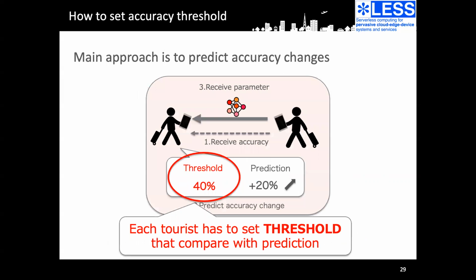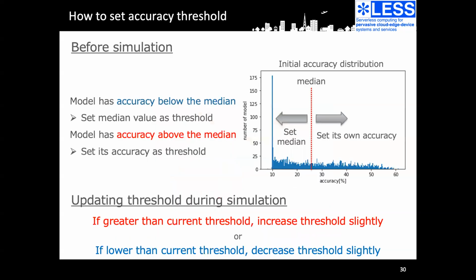The main approach is to predict accuracy changes and the resulting model accuracy based on the change. After the prediction of model accuracy, the tourist compares it with the threshold. Therefore, each tourist has to set their threshold that will be used to compare with the predicted accuracy of the model after updating. For the threshold setting, we set the initial threshold to the median of the initial accuracy distribution if it is originally below the median. Or we set the threshold to its own current accuracy if it was above the median to begin with.